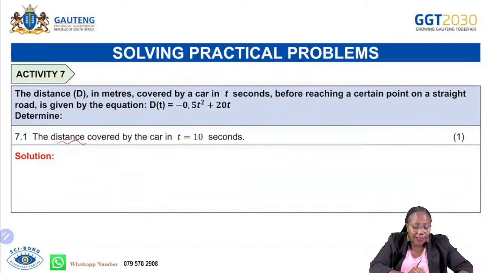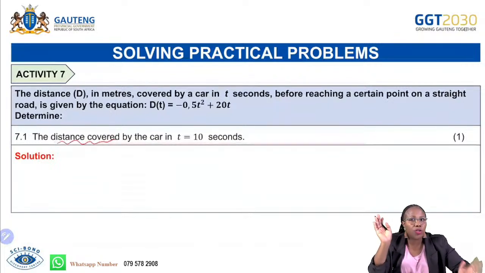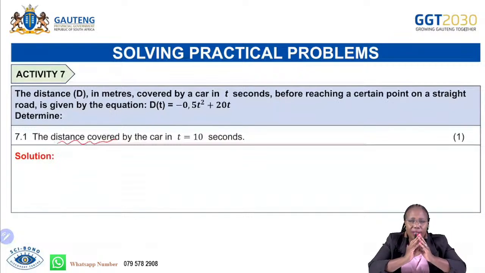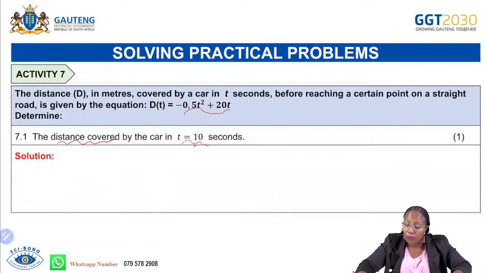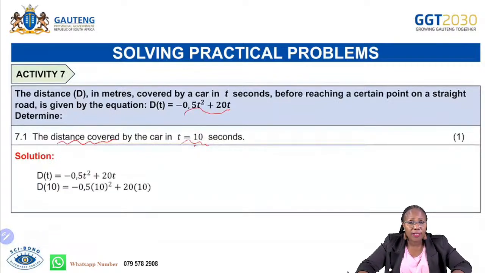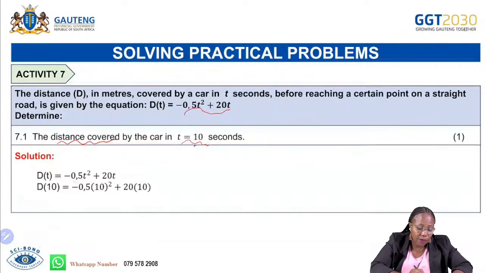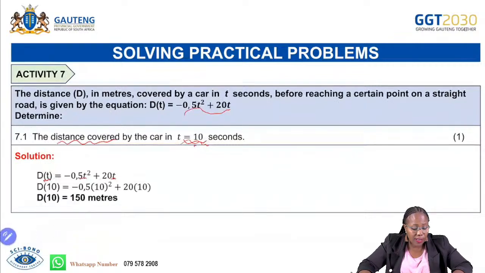Determine the distance. There is no differentiating. There is no rate of change. There is no maximizing. There is no minimizing. That means they are talking about the original distance that is given to you. Determine the distance covered by the car in t equal to 10 seconds. So they say take 10, substitute into this and determine the distance. So now we understand what to do. We are taking our formula and substituting t with 10. Wherever we have t, we have substituted that with 10. And then now the distance at 10 seconds will be 150 meters.